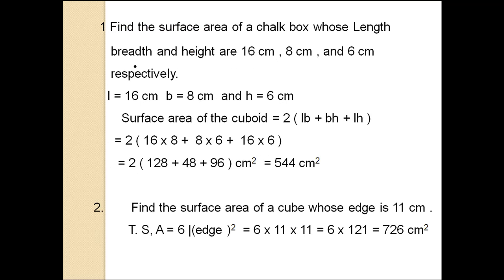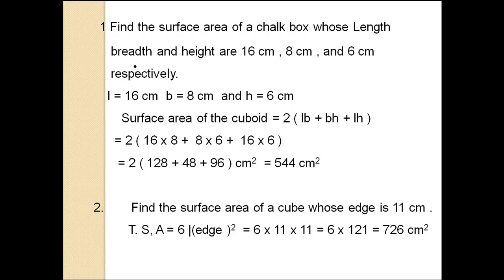Find the surface area of a chalk box whose length, breadth and height are 16 cm, 8 cm and 6 cm respectively. L equals 16 cm, B equals 8 cm and H equals 6 cm. Surface area of the cuboid is 2 into (LB plus BH plus LH), 2 into (16 into 8 plus 8 into 6 plus 16 into 6), that is 2 into (128 plus 48 plus 96) centimeter square, that is 544 centimeter square.